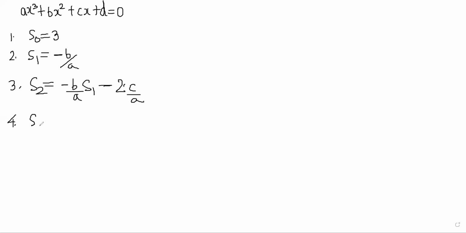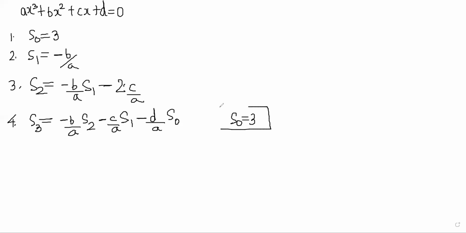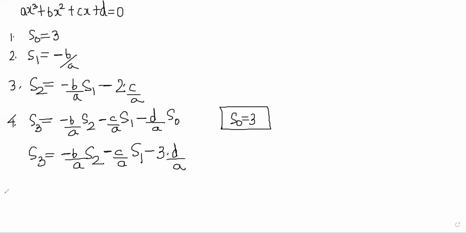S3, you can confirm in the same way, will become minus p by a S2 minus c by a S1 minus d by a S0. And notice that S0 is 3, right? So this can also be written as S3 is equal to minus p by a S2 minus c by a S1 minus 3 times d by a. So this is S3. Now S4.